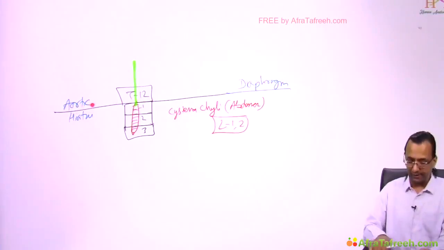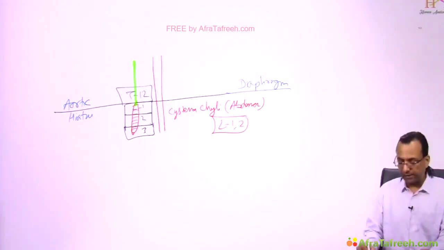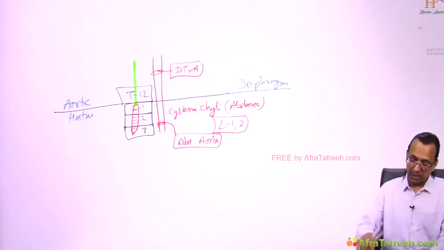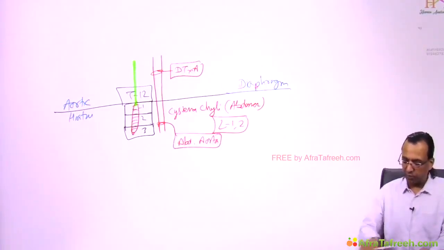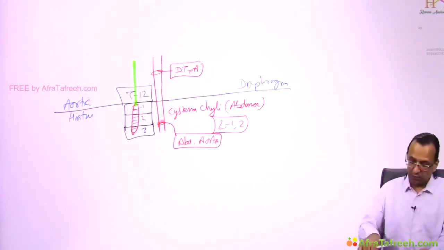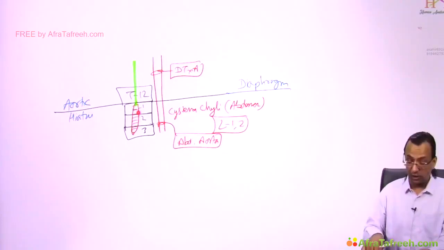Why is it called the aortic hiatus? It is called the aortic hiatus because it is for the passage of the aorta. Actually, it is the descending thoracic aorta, which becomes the abdominal aorta in the abdomen. Along with the aorta is the passage of the thoracic duct, at the lower part of the T12 vertebra in the aortic hiatus.